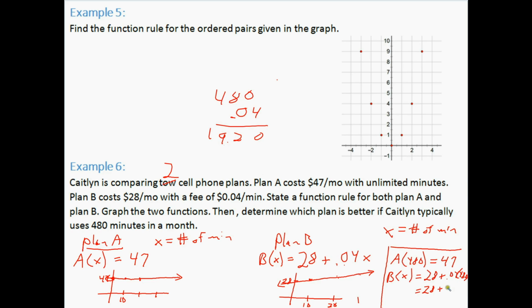So that's an extra $19.20. Add those together. So the 28 original plus the extra $19.20 is $47.20. So it is very close. It seems like she should just go ahead and use Plan A, where it's $47 a month. It wasn't a whole lot more for Plan B. So there you go. Plan A would work out better for her. She would save 20 cents a month.